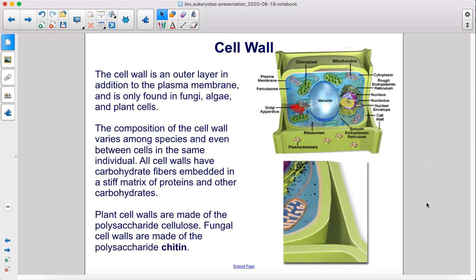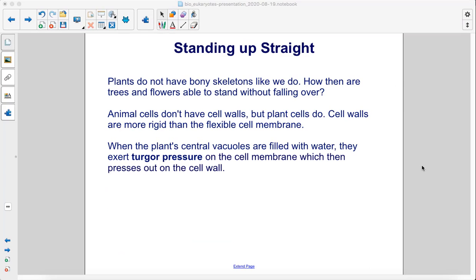The cell wall is an outer layer in addition to the plasma membrane and is only found in fungi, algae, and plant cells. The composition of the cell wall varies among species and even between cells in the same individual. All cell walls have carbohydrate fibers embedded in a stiff matrix of proteins and other carbohydrates. Plant cell walls are made of the polysaccharide cellulose. Fungal cell walls are made of the polysaccharide chitin.